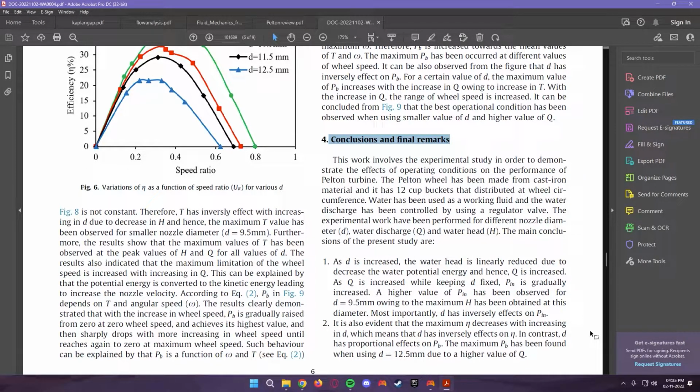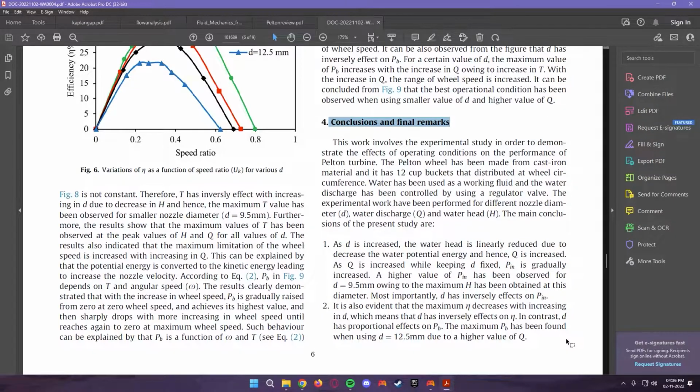Conclusion and final remarks. The work involved an experimental study in order to investigate the effect of operating conditions on the performance of the turbine, which has a 12-cup bucket wheel configuration. Water has been used as the working fluid, and the experimental work has been performed with different nozzle diameters, water discharge, and water head.